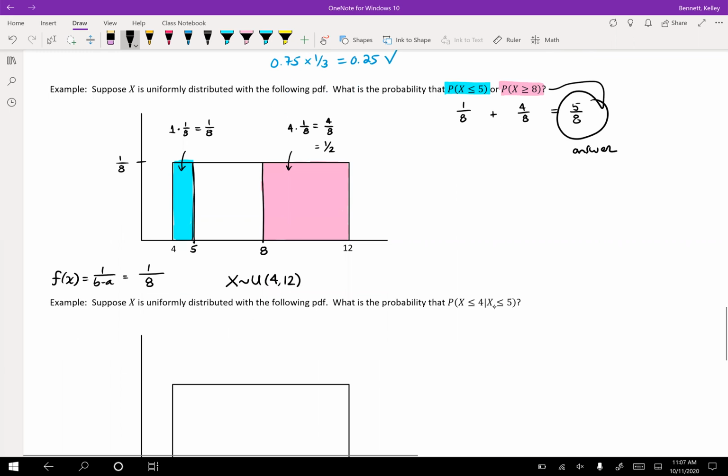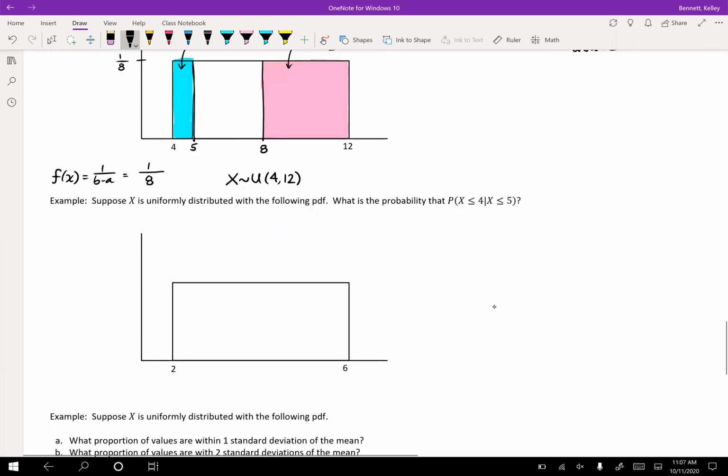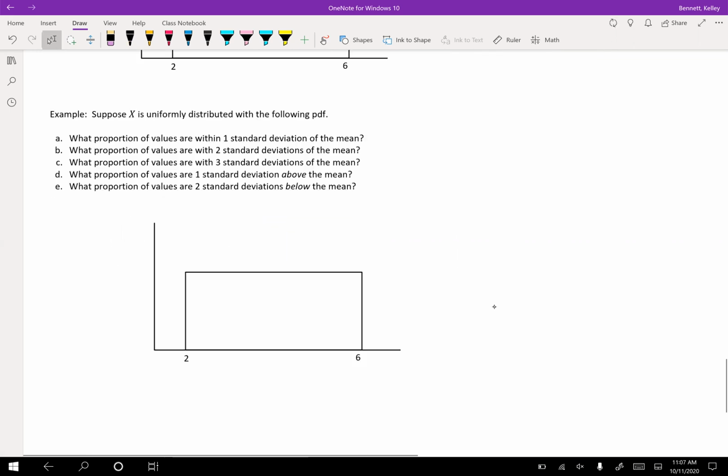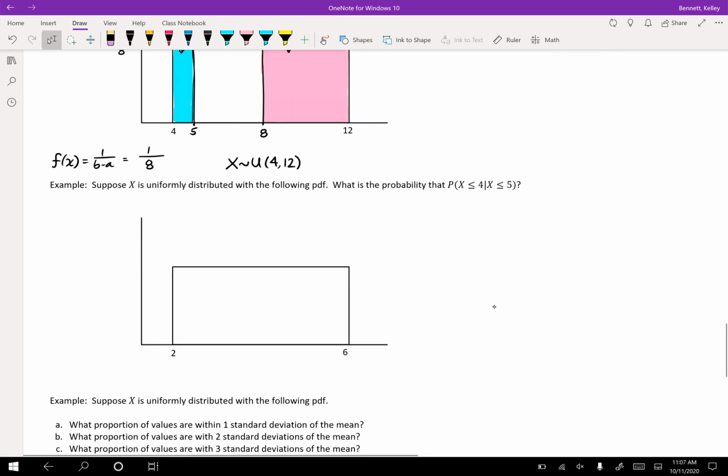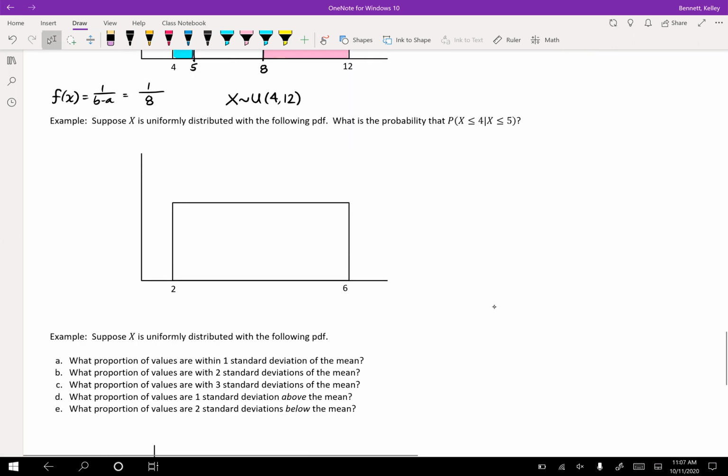All right, so we have 2 more questions. So we're going to have the same probability distribution. Oh no, just kidding, a little bit different. So now we have a uniform on 2 to 6.